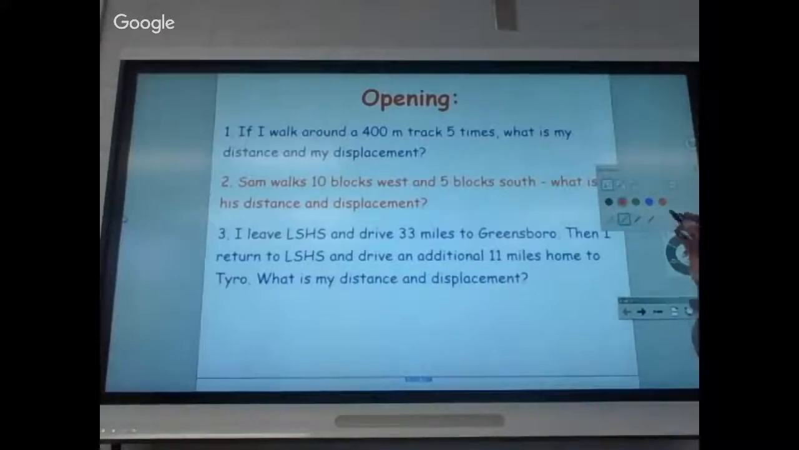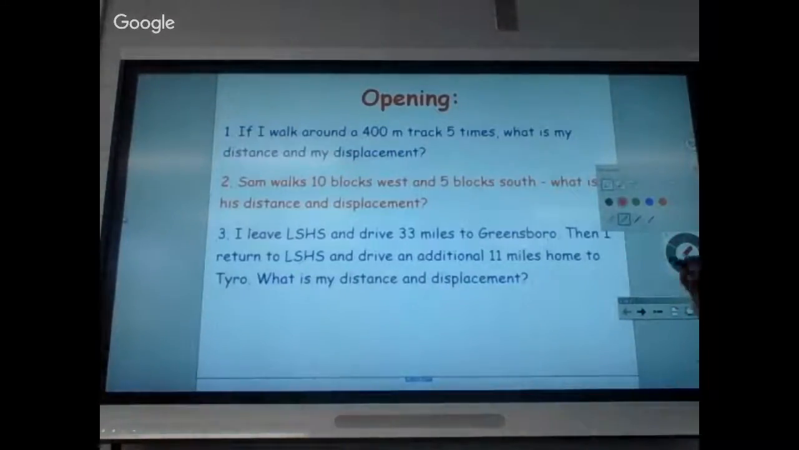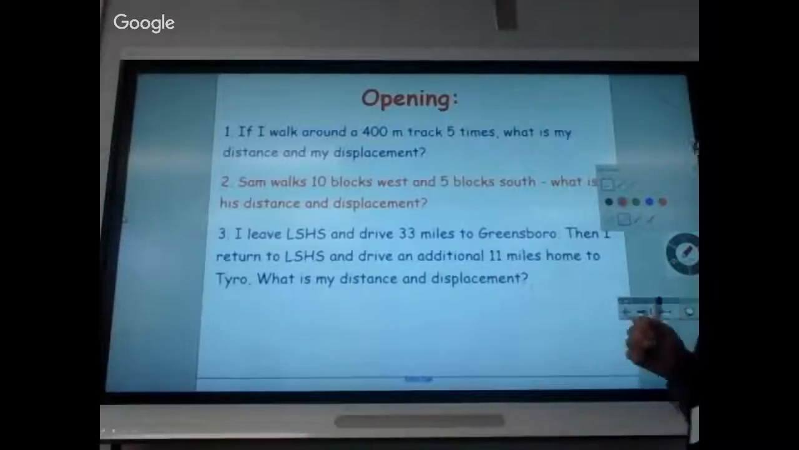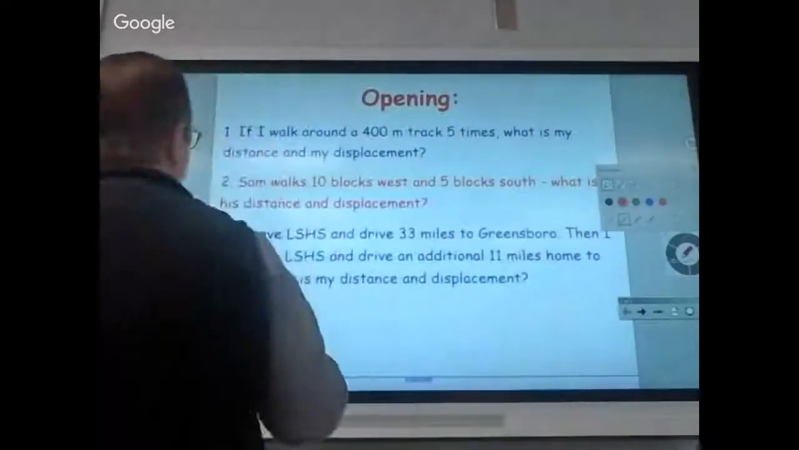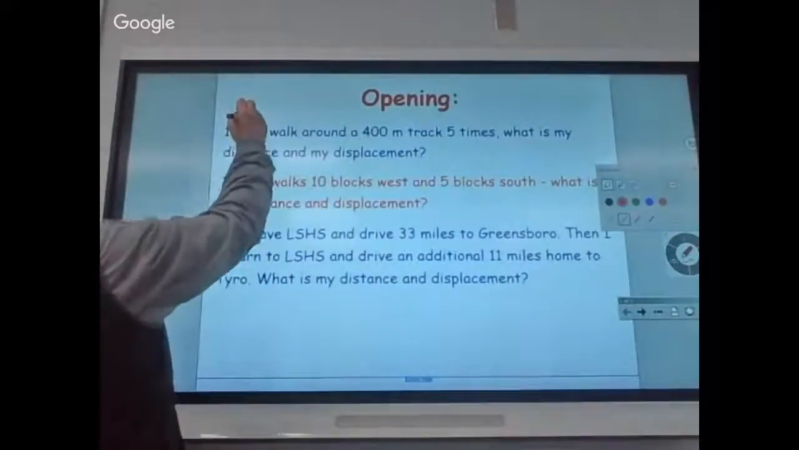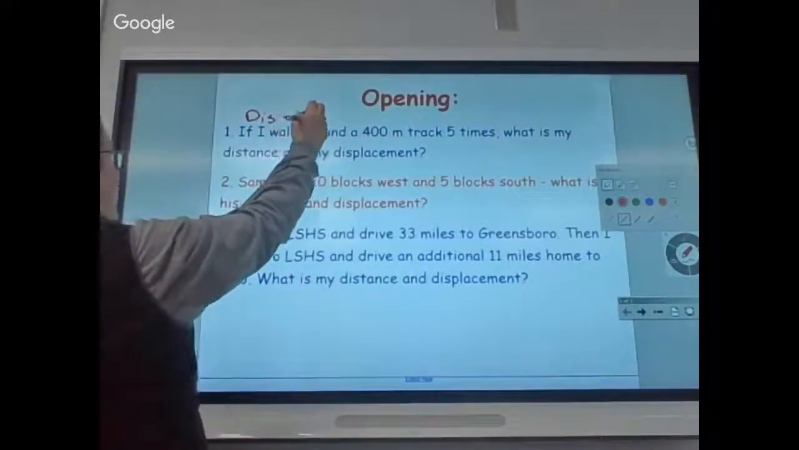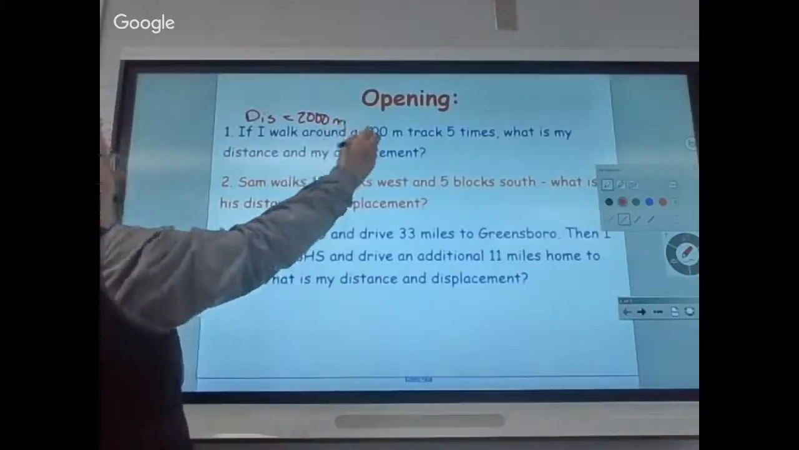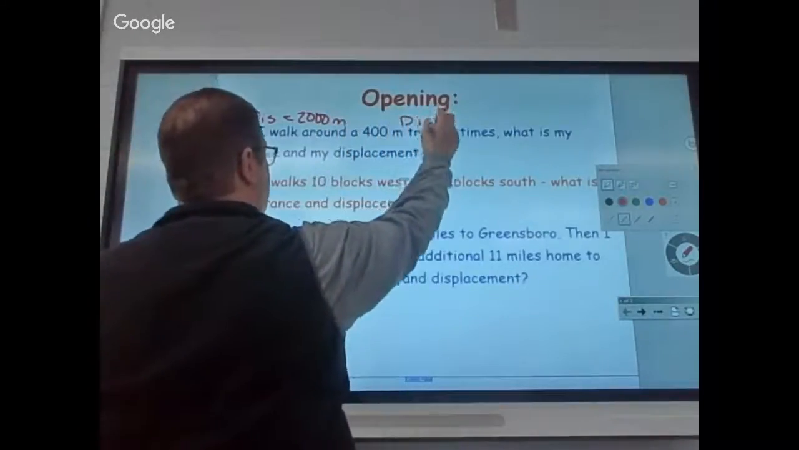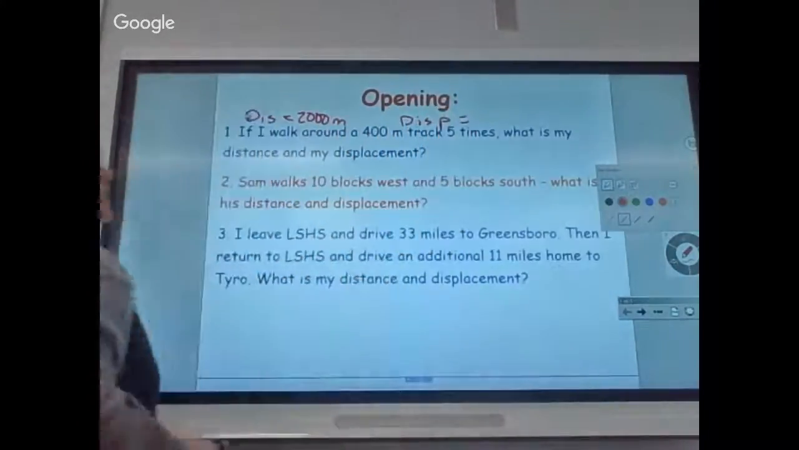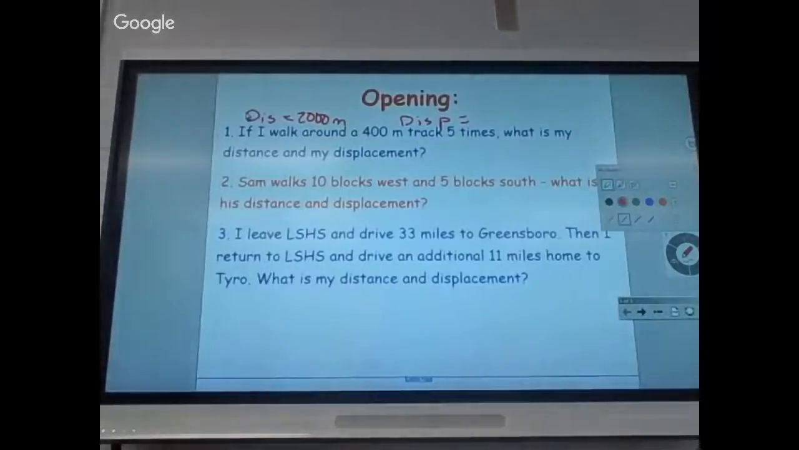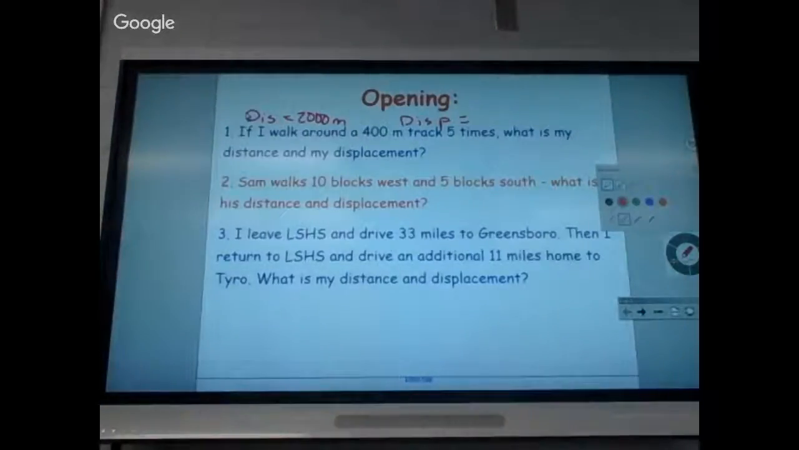So when you look at the problem, anytime you do distance, you add them all up. We can add 5 times, or everybody knows we can do what? 400 times 5 is 2,000. So our distance at number 1 is 2,000 meters. Okay? For displacement. DIS is just distance. DISP is displacement. How do I do displacement for this one?